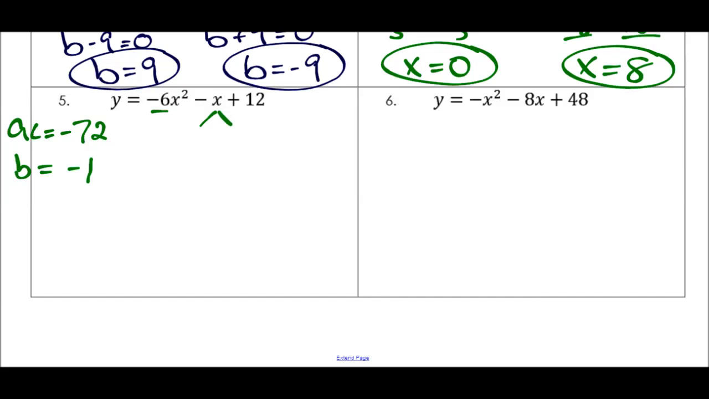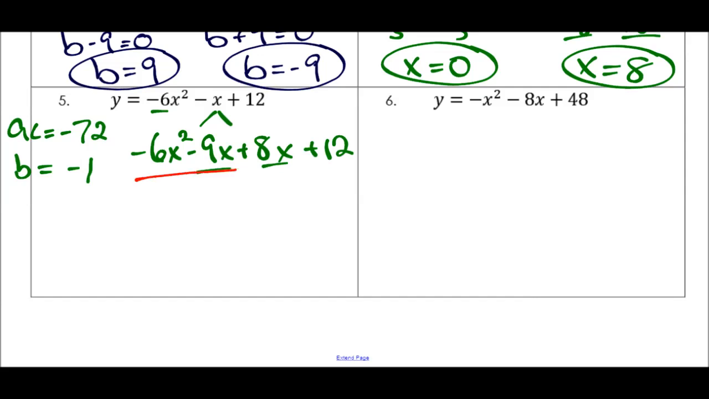So I'm going to split this into a negative 9x and a positive 8x. They add up to a negative 1, and they multiply to give me that negative 72 that I need.